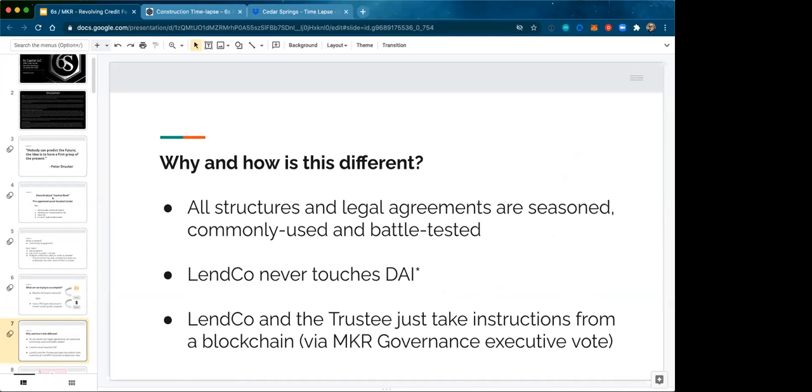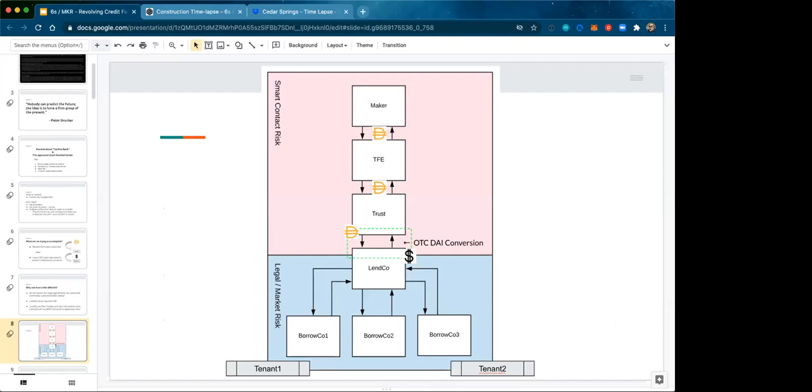Most importantly, Lenco never actually touches DAI. I'll get to that asterisk in a moment. What is fundamentally different is that while using common structures and common agreements, we're taking input variables from MKR governance. That's the difference. So in the big picture, we have smart contract risk and everything else, legal market risk.